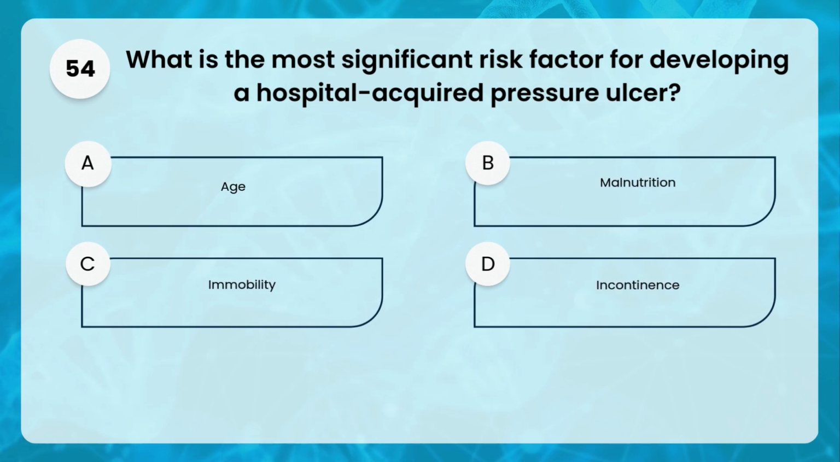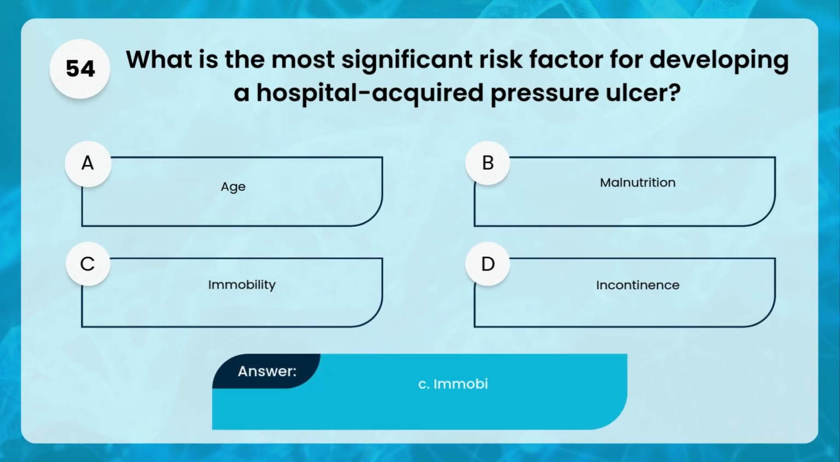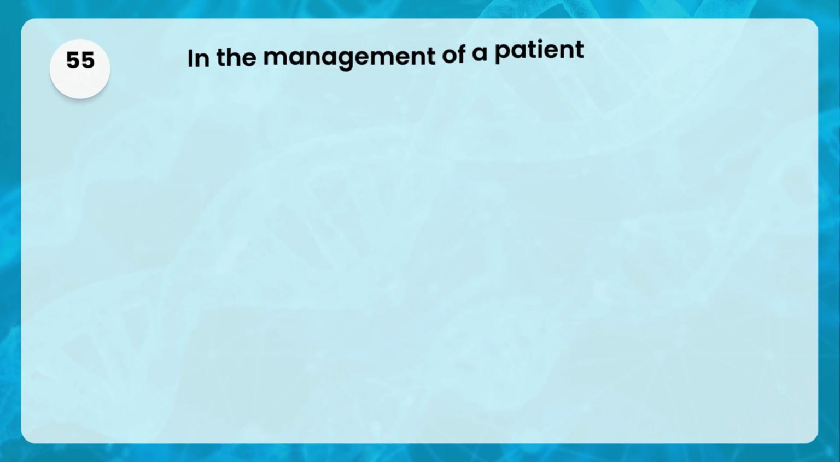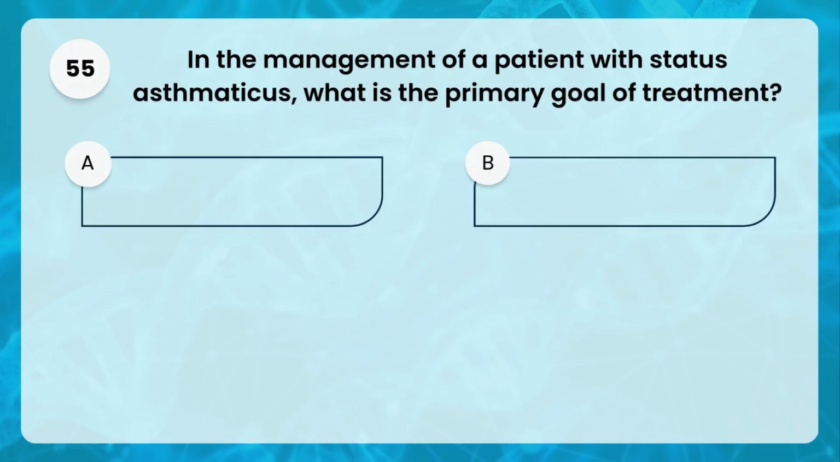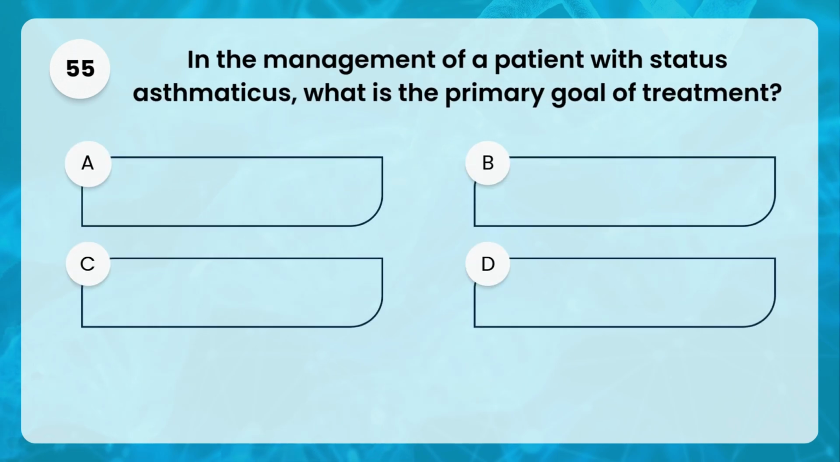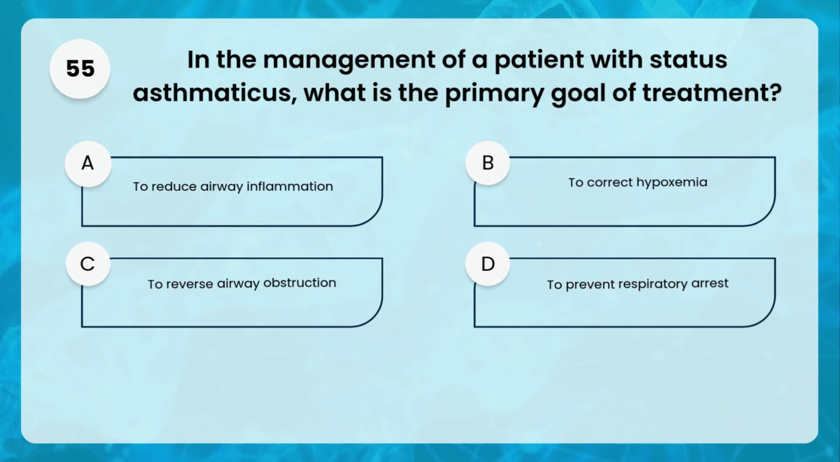54. What is the most significant risk factor for developing a hospital-acquired pressure ulcer? A. Age. B. Malnutrition. C. Immobility. Or D. Incontinence. The answer is C. Immobility.